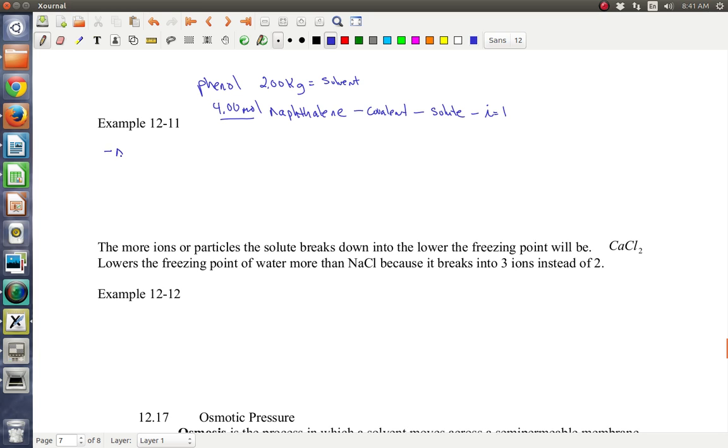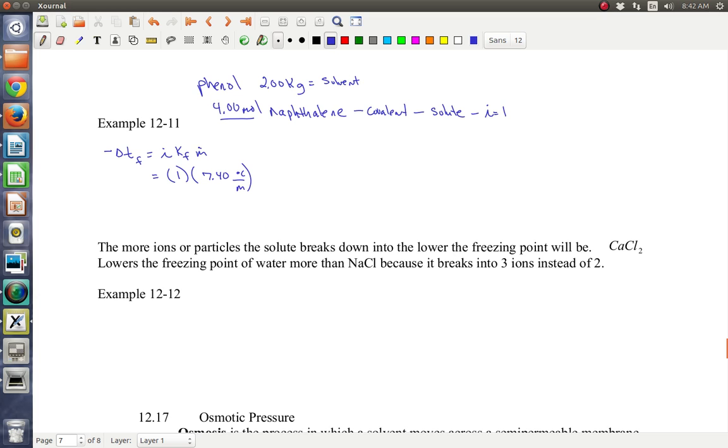So negative delta T sub F. Oh, let's rewrite that one. Negative delta T sub F, there we go, equals i K sub F m. The i is 1. The K sub F is one of those things you've got to look up for phenol, and it is, let me find it, there it is, 7.40 degrees Celsius per molality.